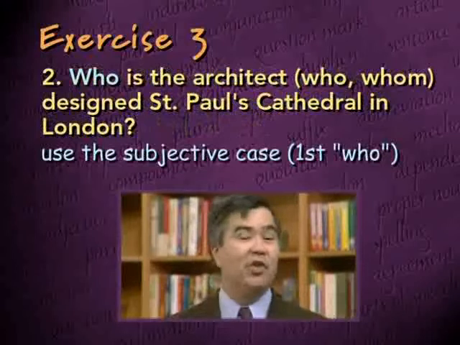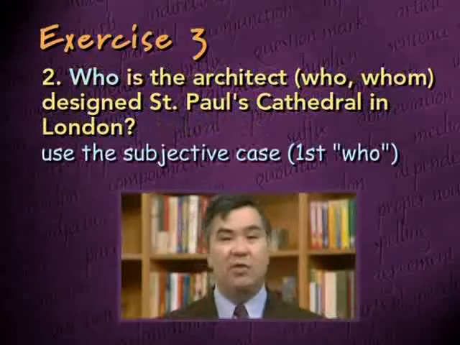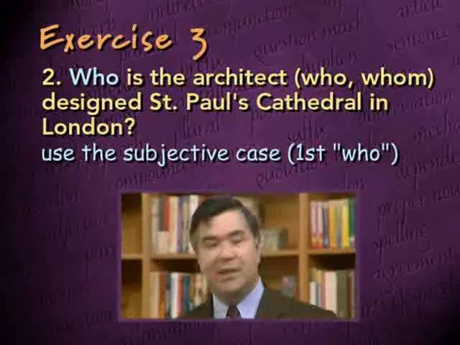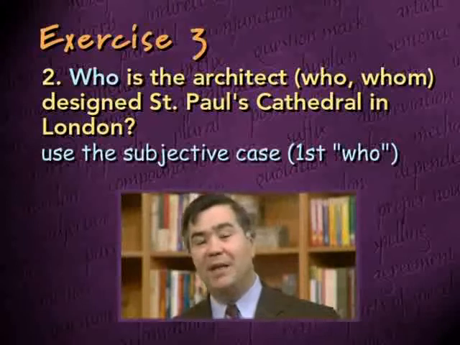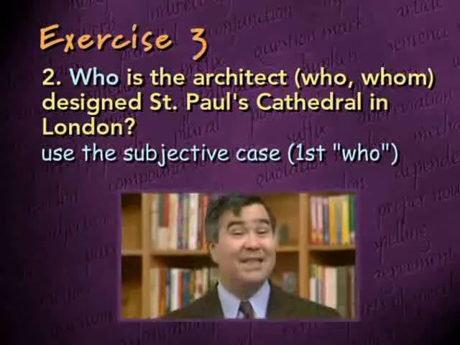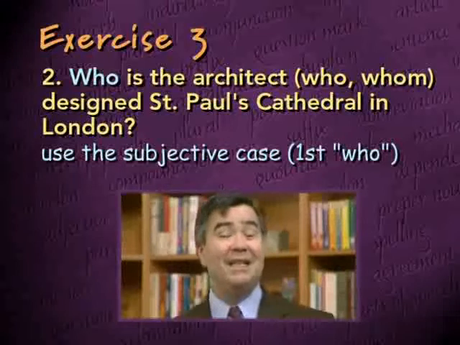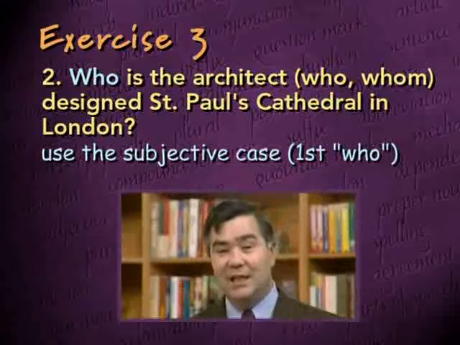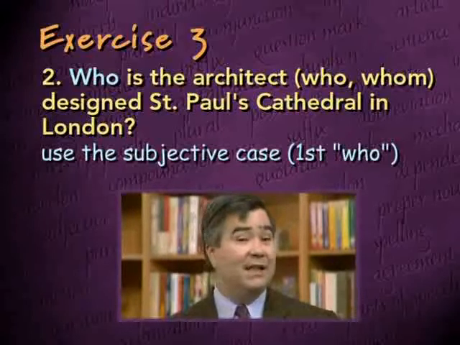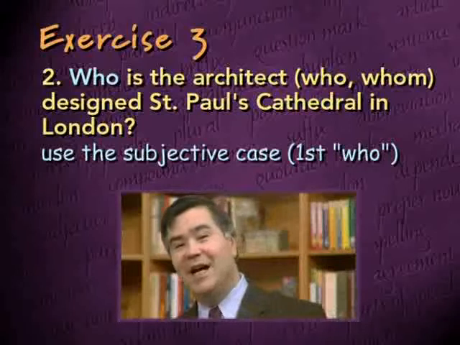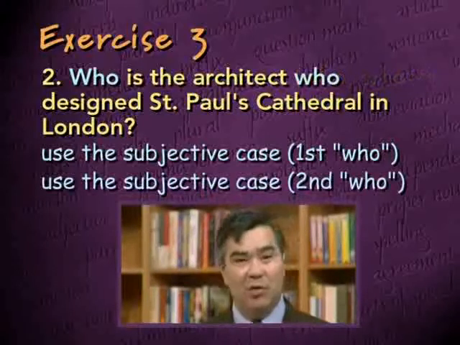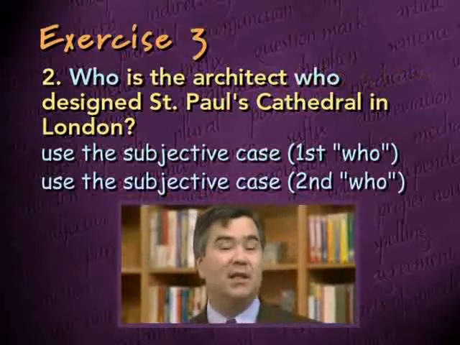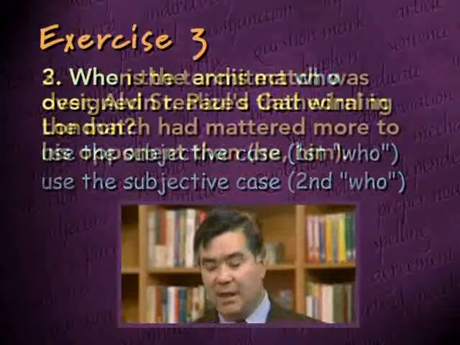Now let's look at the relative clause introduced by the other who or whom pronoun. Who or whom designed St. Paul's Cathedral in London? What's the verb in that clause? Well, the verb is designed. And what's the subject of the verb designed? Who or what did the designing? Well, again, the pronoun who is actually the subject of the verb designed. Since who is the subject of the verb designed, it should be in the subjective case who. So the sentence would correctly read, who is the architect who designed St. Paul's Cathedral in London?